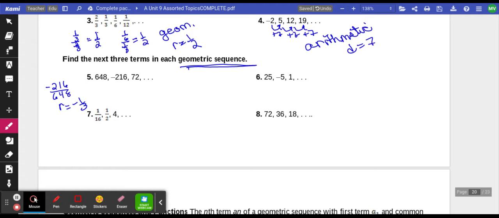So then to find my next 3 terms, I do 72 times negative 1/3. And that gives me negative 24. I then do negative 24 times negative 1/3, which gives me 8. And then I do 8 times negative 1/3, which gives me negative 8/3. So the next three terms are negative 24, 8, and negative 8/3. So I want you to pause and do the next three and come back and check.